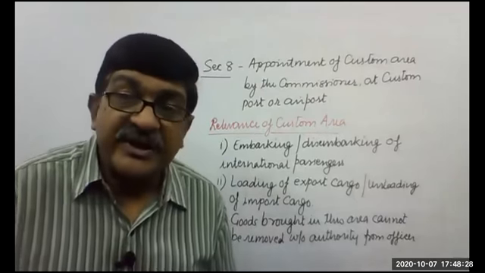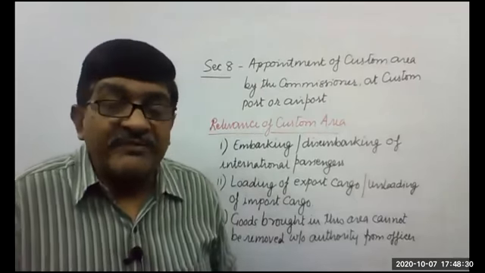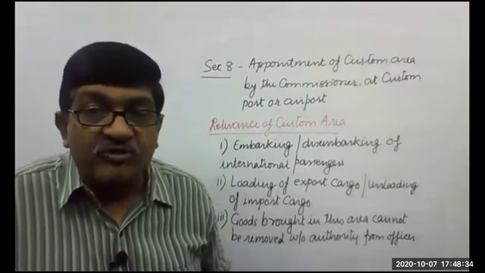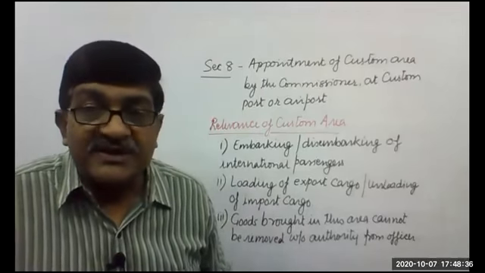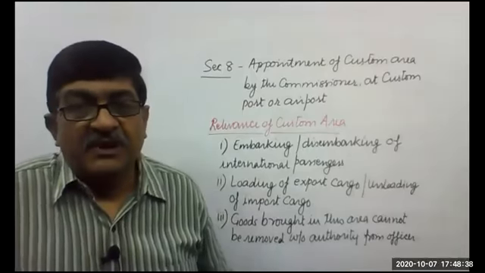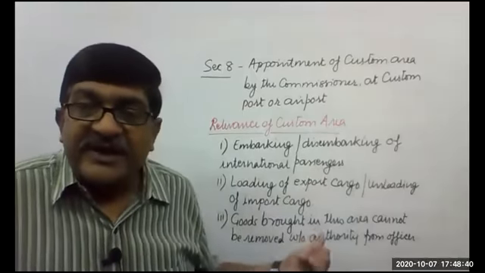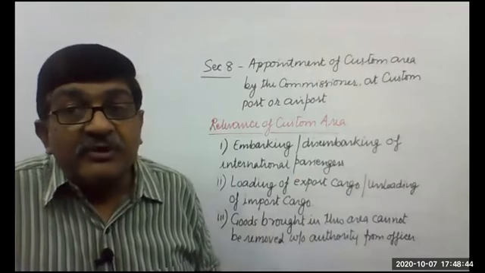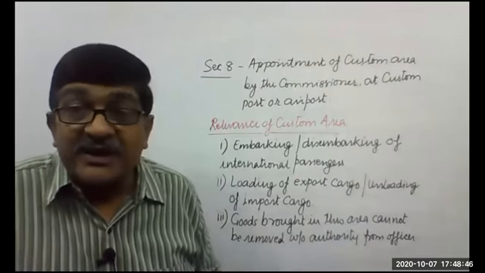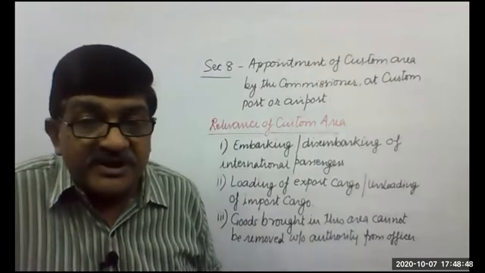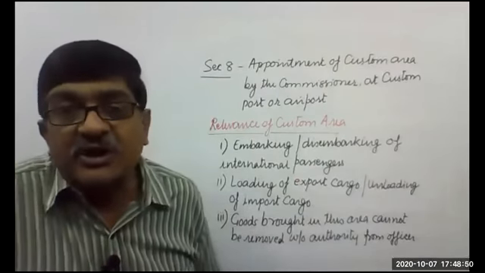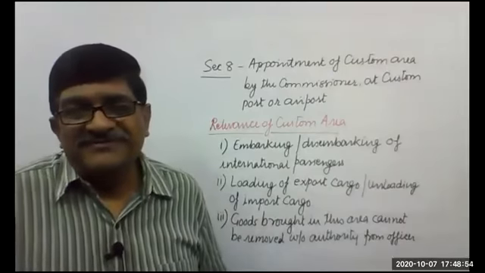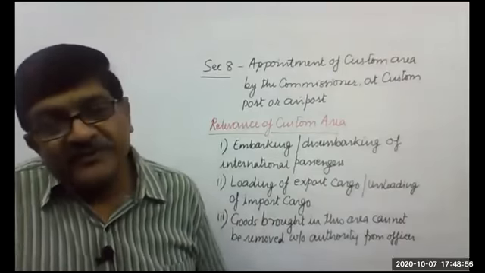So section 8 says the commissioner having jurisdiction over the custom port or airport is authorized to fix the area to be called as custom area. What is the relevance? Loading, unloading of export and import cargo, embarking and disembarking of international passengers. And number 3, once goods are brought in this area, under any circumstances, those cannot be removed without the authority or the permission from the officer.